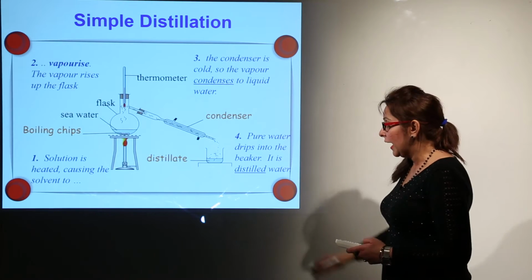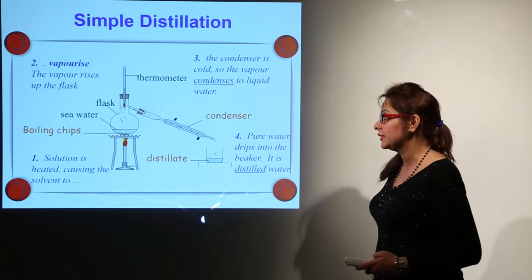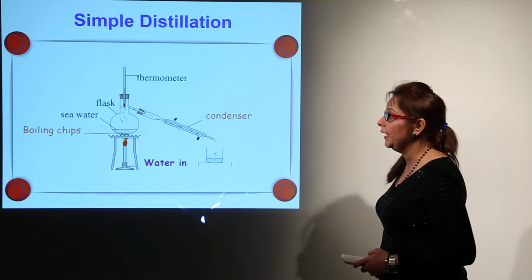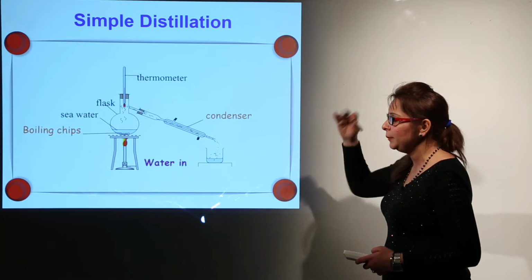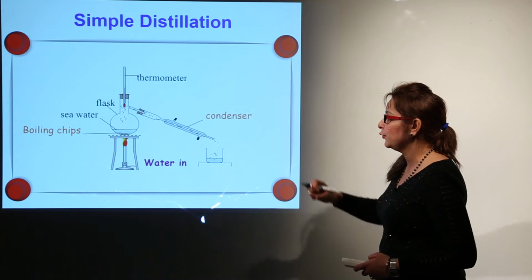You can see that the water which is obtained as a distillate is free from any impurities. So now, what is the function of the boiling chips? We will be using boiling chips as well. And where is the way for the water in?